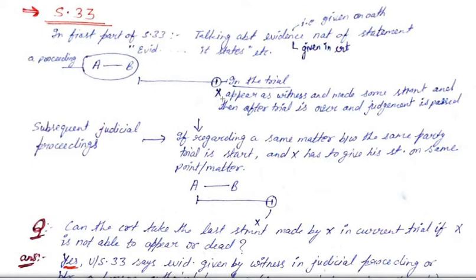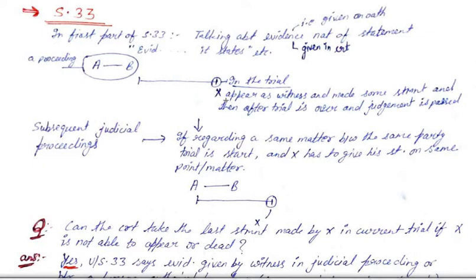In that case, X appears as a witness and he makes some statement. X made some statement. If thereafter, suppose trial is over and the judgment is passed. If the witness's statement is recorded, you know that the witness had given the statement on oath, and you also appreciate that the witness's cross-examination may have been done.